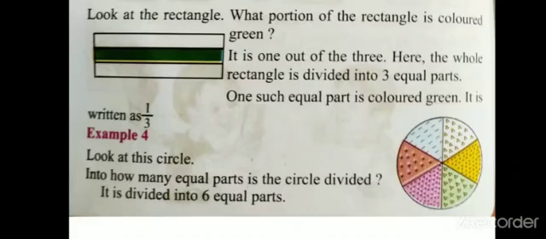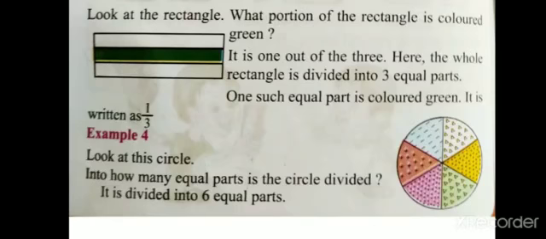Now you see this circle. The circle is divided into 6 equal parts, and they are shaded differently. These parts are equally divided, they are not unequal. So, how many parts of the circle are marked with a plus sign?